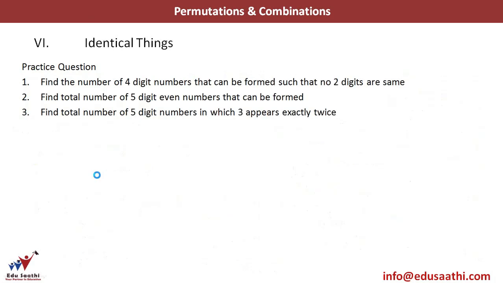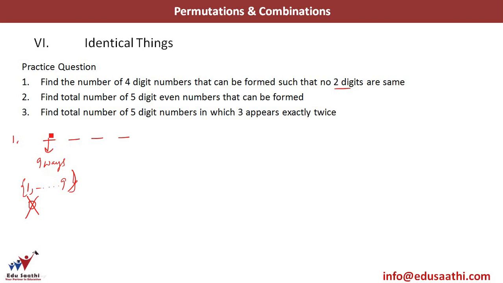Okay, so let's take some more practice questions now. Question number 1. Find the number of 4-digit numbers that can be formed such that no 2 digits are same. So I write 1 here and I make 4 dashes. As I have discussed before, this place can be filled by 9 ways. Why? Because I can have any number from 1 till 9. I cannot have 0 here, because if it becomes 0, then it's a 3-digit number.